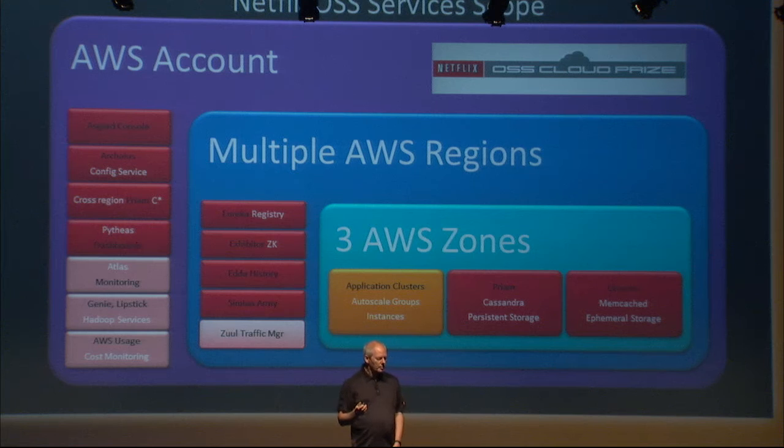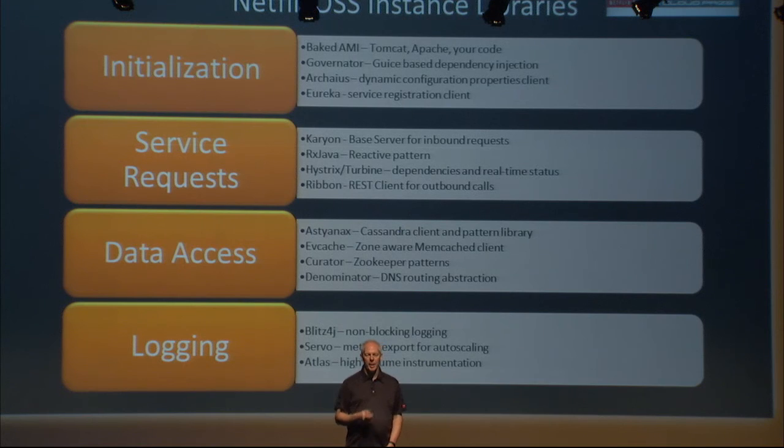And then within each zone, you're going to have your own code, Priam, and EV cache, which are sort of per zone, so we lay them out a little differently. Then, to build those applications, there are a whole set of libraries we've produced. So there's Governator for dependency injection, Archaius for configuration properties, and Eureka for service registry. So that's the initialization phase of an application.